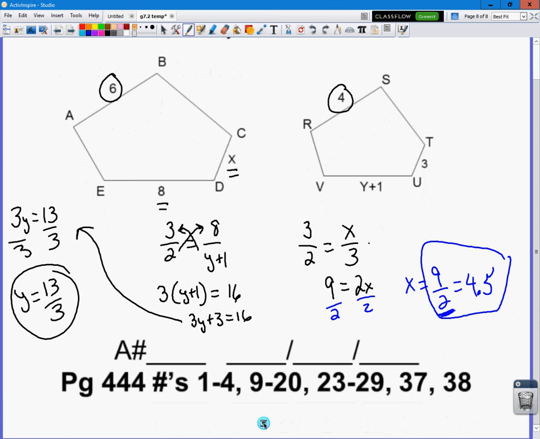Your assignment is again out of the actual book today. You're going to open to page 444, and all the problems following that page, 1 through 4, 9 through 20, 23 through 29, and then 37 and 38.